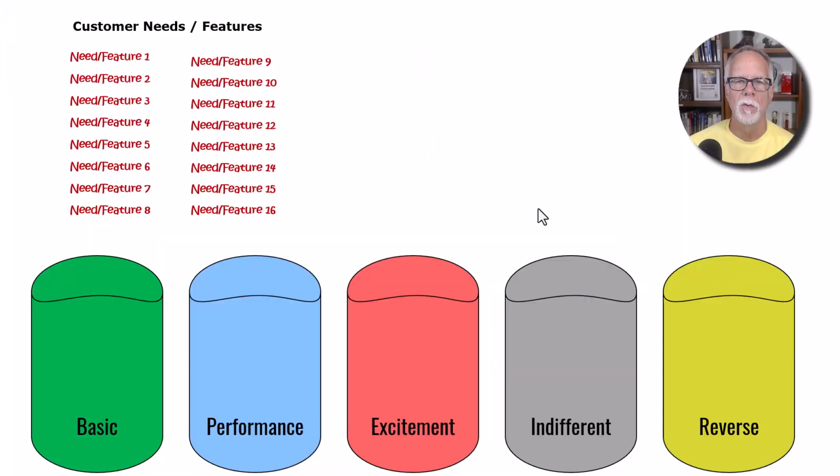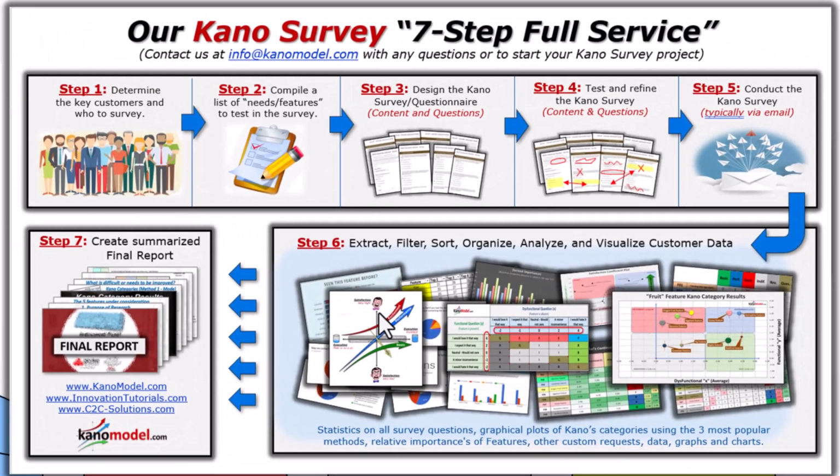In another video, we'll show you a second part of this Kano model, which is called a Kano survey. What the Kano survey does is it'll help you understand for your projects which of your needs or features fall into which categories. Here's a very high-level description of the 7 steps to do a Kano survey.